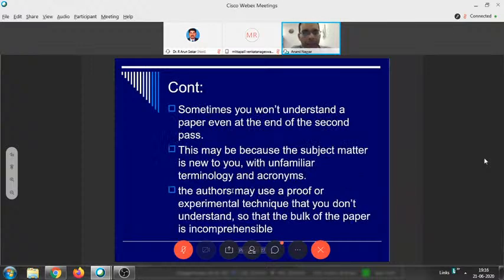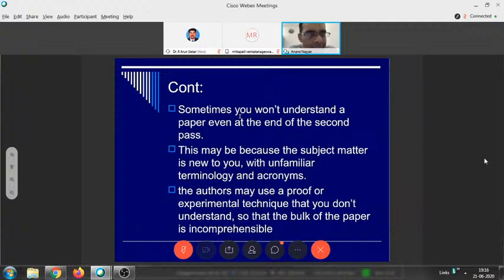Now see this, everybody. Sometimes you won't understand the paper at the end of the second pass. This may be because the subject matter is new, or the authors may have used some experimental technique. Some of the papers can become bulky but remain incomplete. So remove those papers. I'm saying openly on the second pass, this is my answer to all of you.